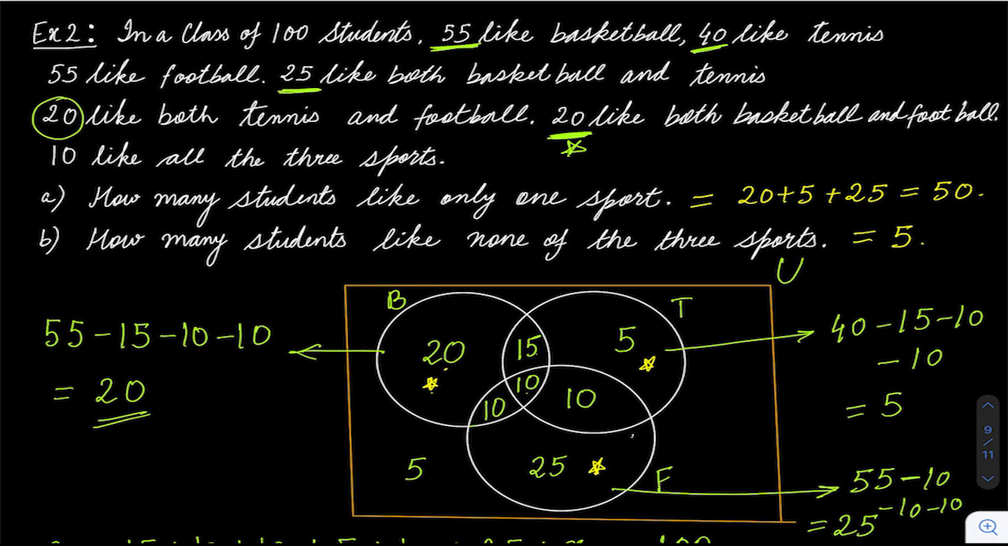Many questions they can ask. But the important thing is you start with the A intersection B intersection C part, and you try to fill all the values. In some cases, you might not know a region, you can take that as x, and later figure that out using the sum of all the elements, which in this case is 100.